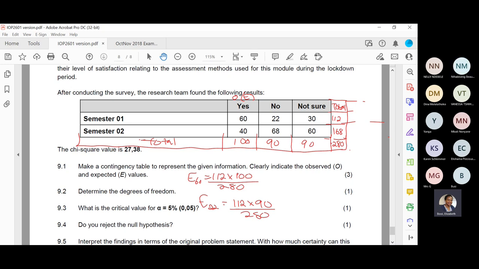I'll give you some minutes while I go to the bathroom. See if you are able to calculate all of them, and then I will come back.